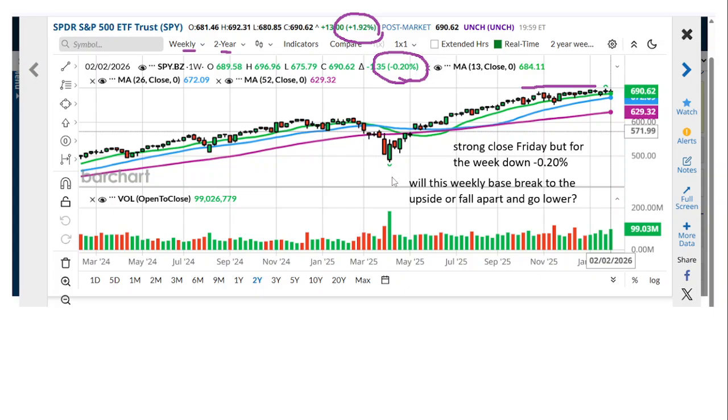So my question on this chart would be, will this weekly base break to the upside or fall apart and go lower? So to me, this looks like a nice, multi-week base, and that could go either way. That's my question on that chart.